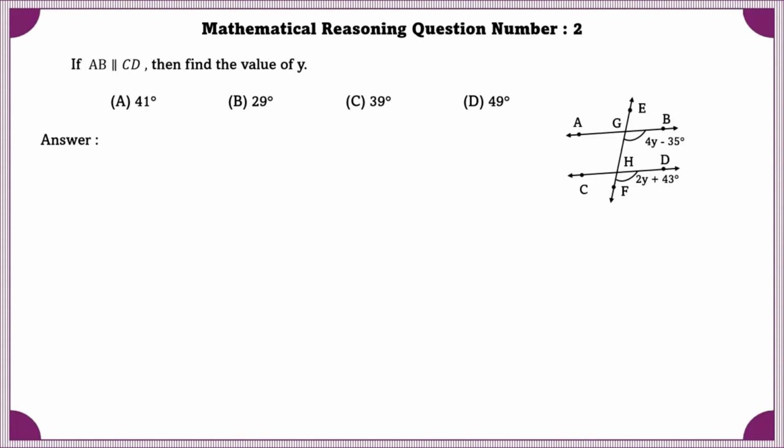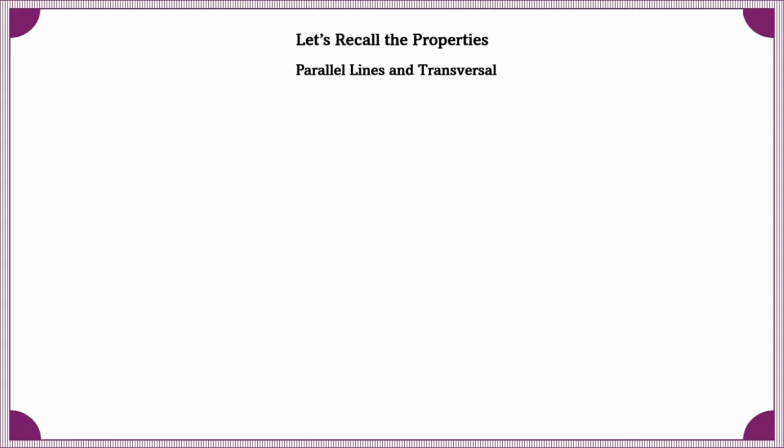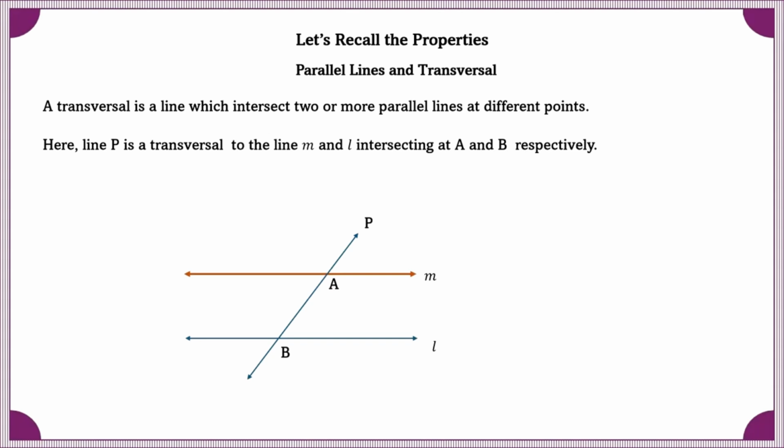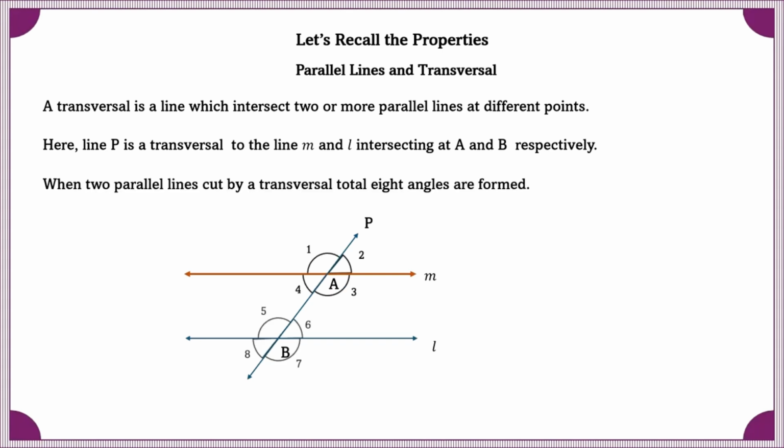Mathematical reasoning question number 2. If AB is parallel to CD, then find the value of Y. Let us recall the properties of parallel lines and transversals. A transversal is a line which intersects two or more lines at different points. Here, line P is a transversal to the lines M and L, intersecting at A and B respectively. When two parallel lines are cut by a transversal, together 8 angles are formed.